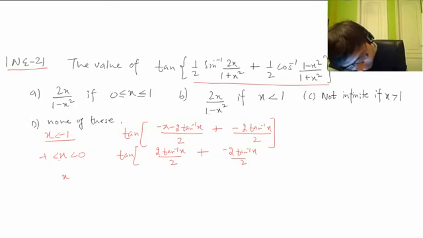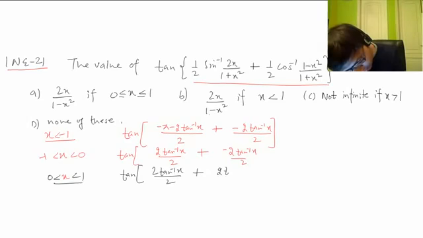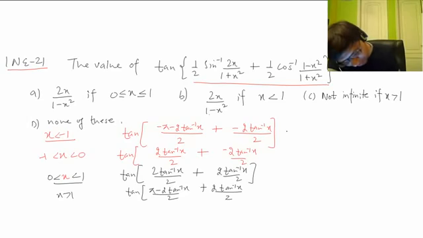Then for x between 0 and 1, tan of this is again 2 tan inverse x, and this is also 2 tan inverse x by 2, and then for x greater than 1, tan of this is pi minus 2 tan inverse x by 2, and this is 2 tan inverse x by 2. Now we can see which of the choices are matching.